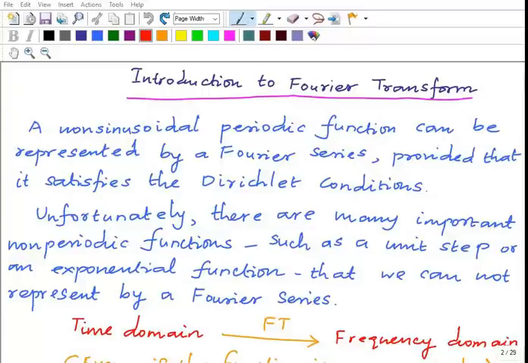So module 4, application of Fourier series for circuits. Module 5, application of Fourier transform for circuits. So in general, Fourier analysis is used to transform from time domain to frequency domain.